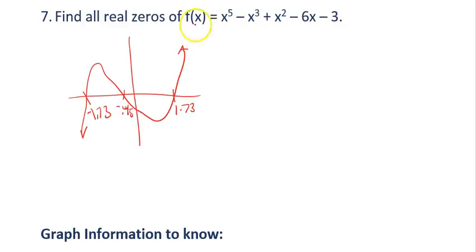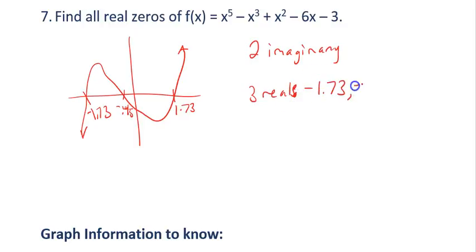So since there's supposed to be 5 answers and I have 3, that means I have 2 imaginary answers and the 3 real answers that I just found, which would be negative 1.73, negative 0.45, and 1.73. So that's what I want you to get today.